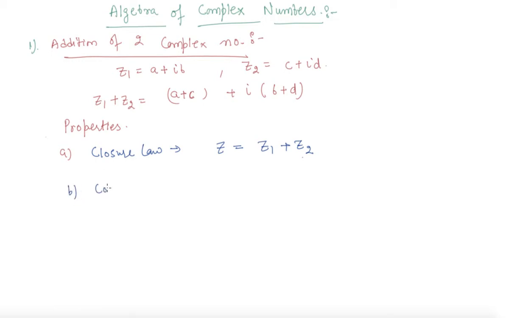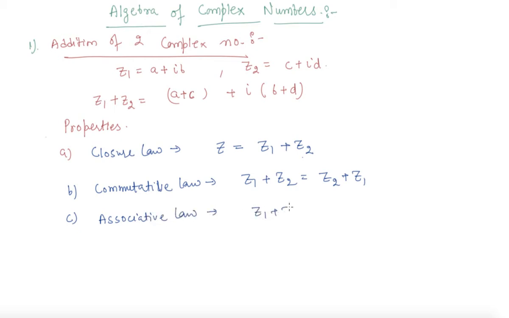Now the commutative law, which states that z1 plus z2 equals z2 plus z1, meaning the order in which you are adding the two complex numbers doesn't matter. Associative law states that z1 plus z2 plus z3, it doesn't matter how you are adding the two or three complex numbers. The order doesn't matter to us. So this is the associative law.